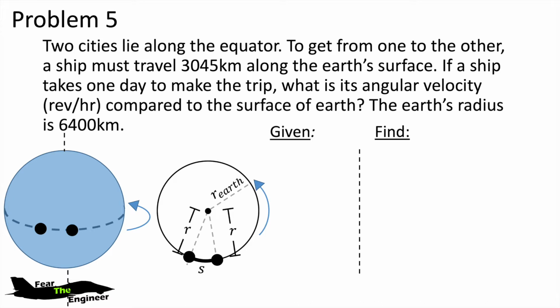Let's list the givens and finds. They give us the distance along the curve between the two cities. That's the arc length, S. They also give us the time it takes to travel from one city to the other. We know the radius of the Earth as well. We want to find angular velocity.